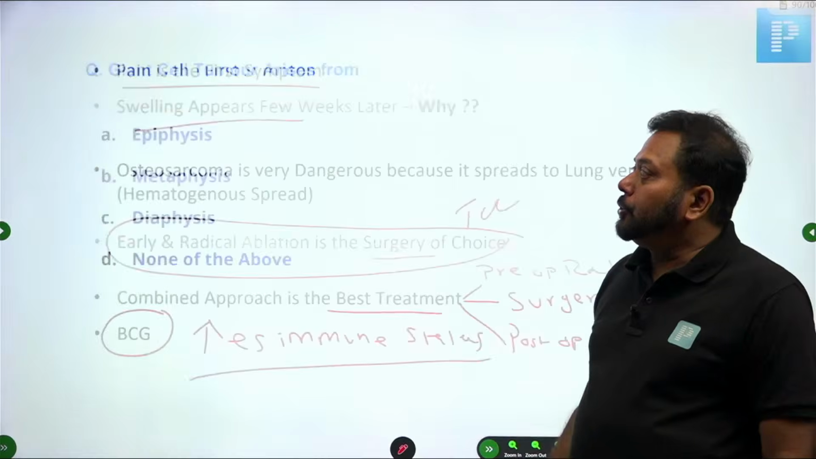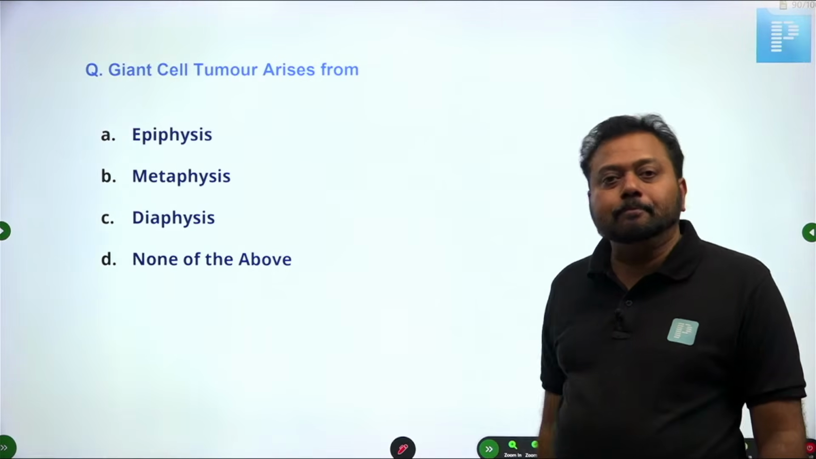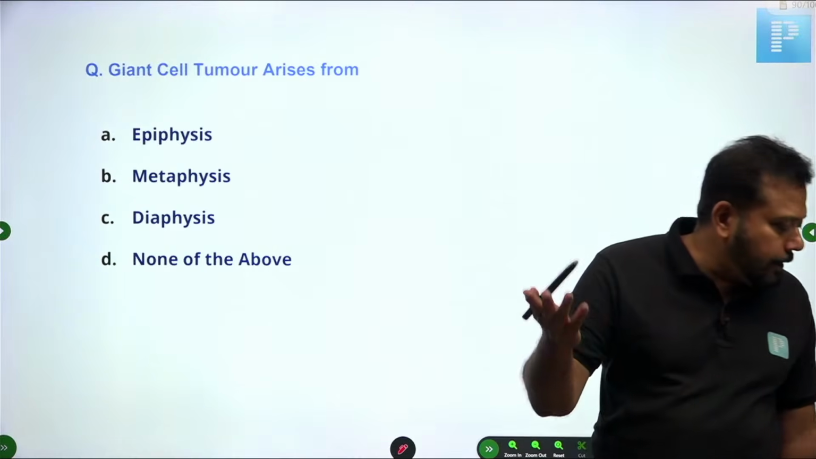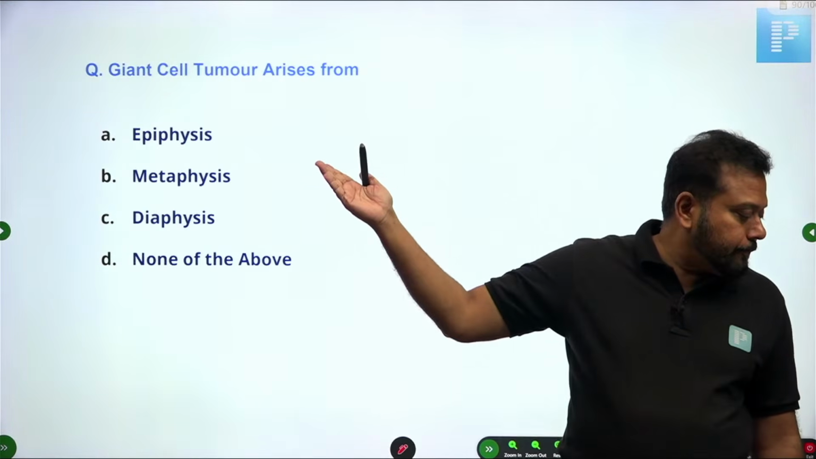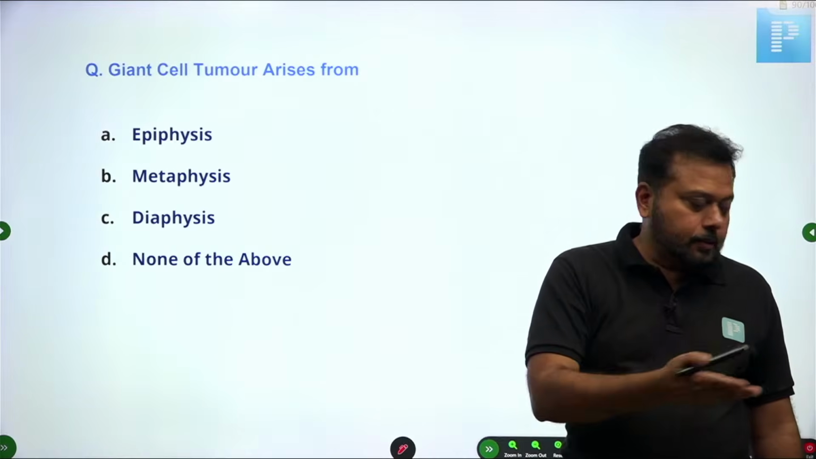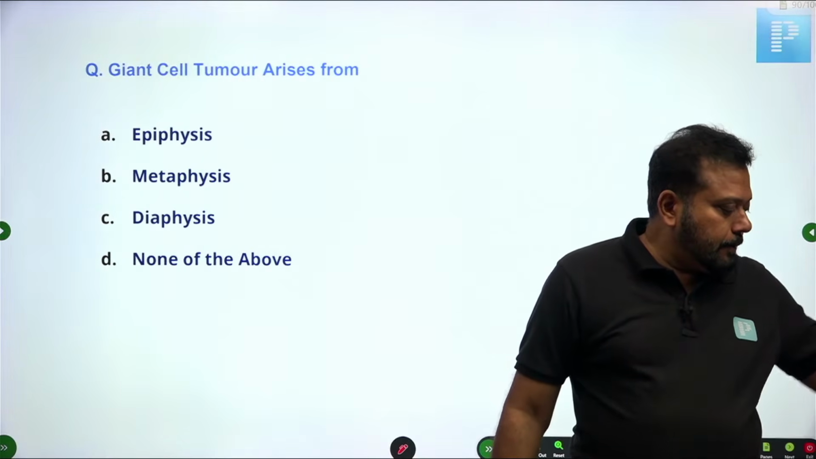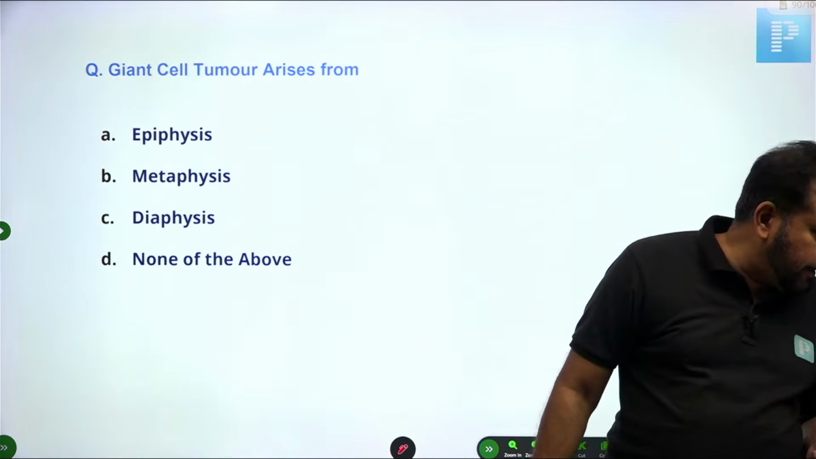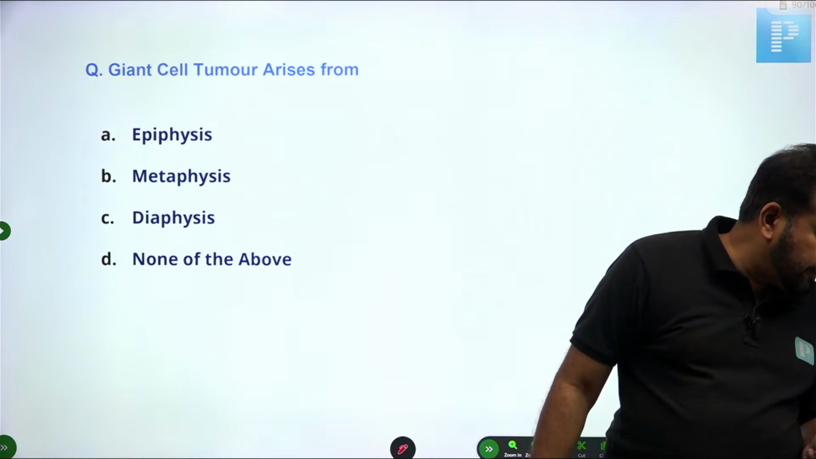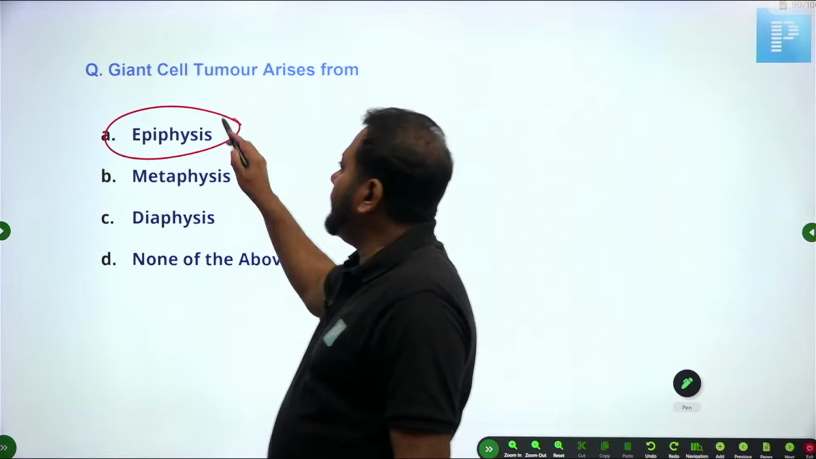Now, coming to the next question, giant cell tumor arises from... I gave you the answer. Giant cell tumor arises from, you know the answer. Just now we discussed, yes? Very good. Mukesh, you have answered it correctly. Siddharth, Afridi, marvelous. Giant cell tumor arises from epiphysis.